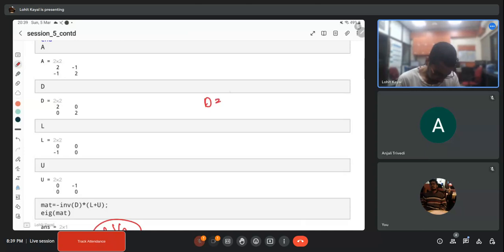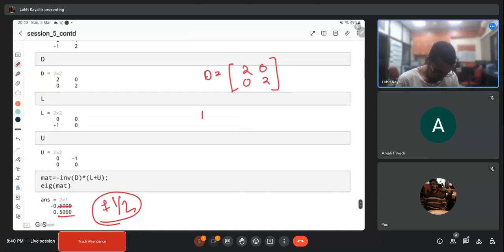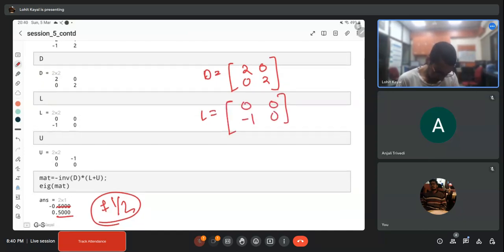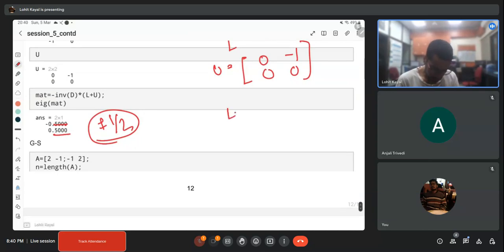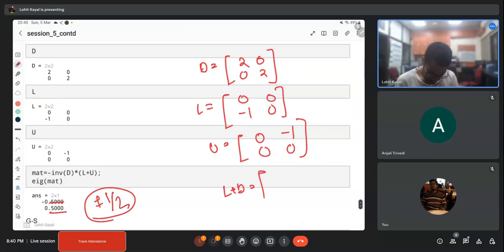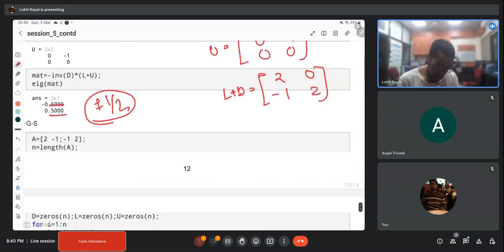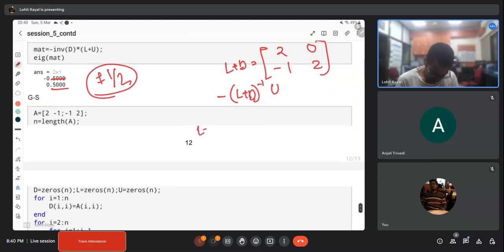So D is 2 0 0 2, L is 0 0 minus 1 0, U is 0 minus 1 0 0. Now I need to find L plus D first, and it will be 2 0 minus 1 2, and I need to find minus the inverse of L plus D times U.